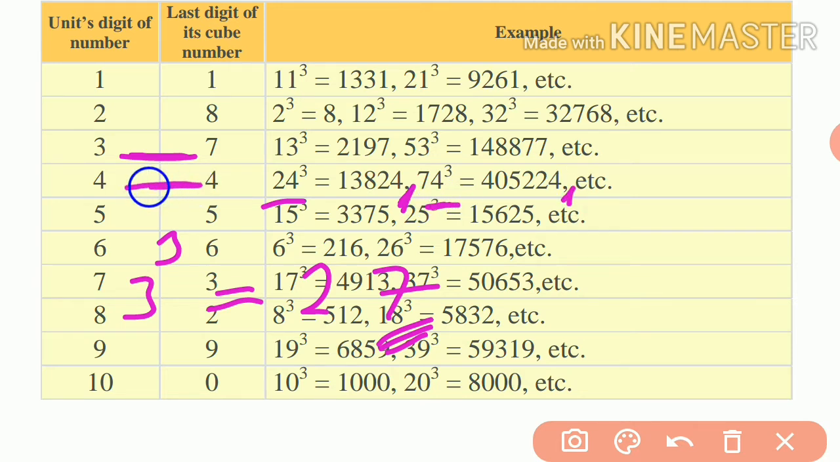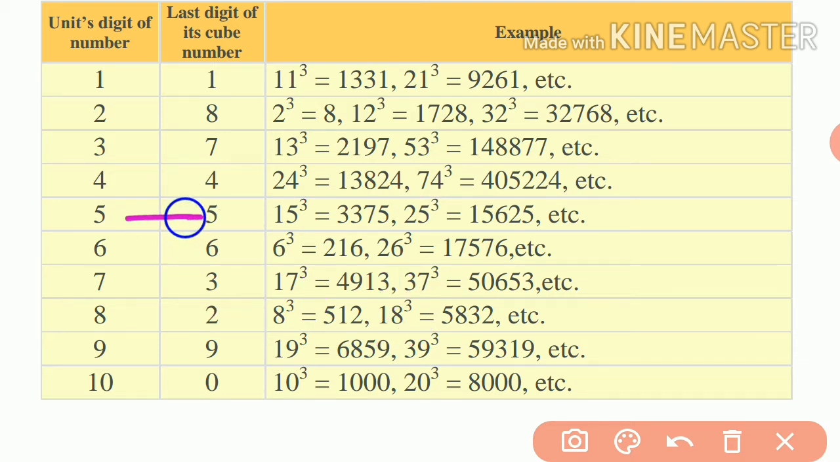So 4 is related with 4. Similarly, we can see that 5 is related with 5, that is, if the cube of a number ends with 5, the result will end with 5. And 25 cubed ends with 5, and so on. Similarly, the cube of 6 ends with 6, that is, 6 cubed equals 216, which ends with 6. Similarly, 26 cubed also ends with 6.